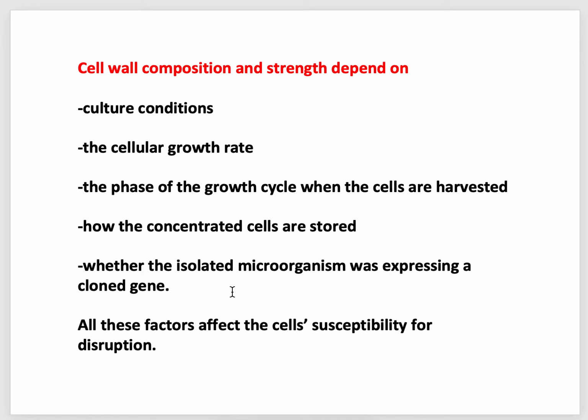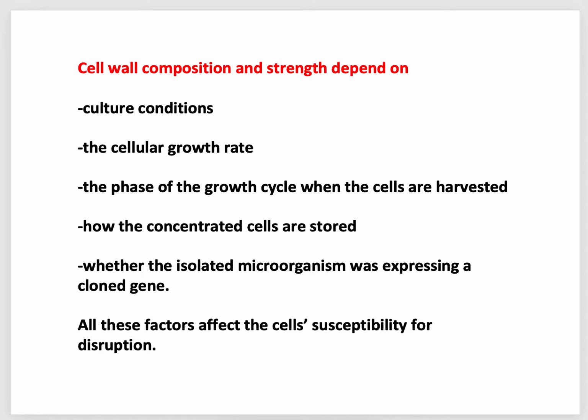The cell wall of the cloned, recombinant microbes and native microbes are physiologically different. Okay, so if we are using recombinant microbes, based on the gene that was cloned into them, the cell wall composition can be different from the native one. Okay, so all these factors affect the cell's susceptibility to disruption, because these factors affect the cell wall composition and the strength of the cell wall.